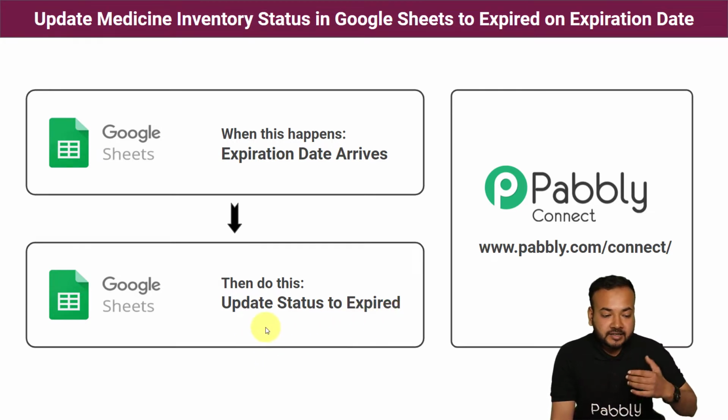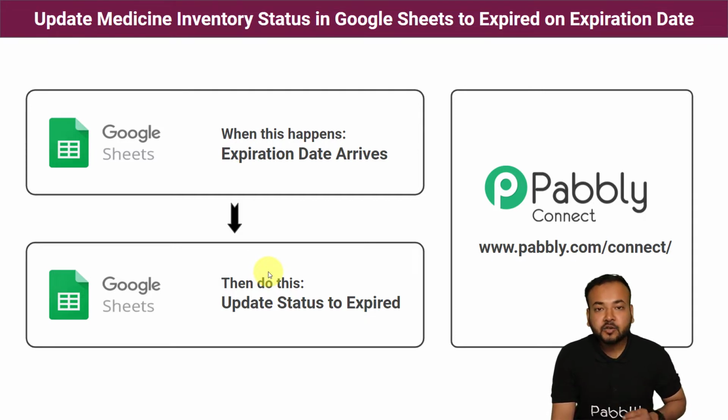You can directly see in your Google Sheet which medicine is expiring on which date, and you can replace it or take the necessary action. All this process is going to happen automatically. You do not need to do anything manually here. To make this happen, we are using Pabbly Connect, which is an integration and automation tool.